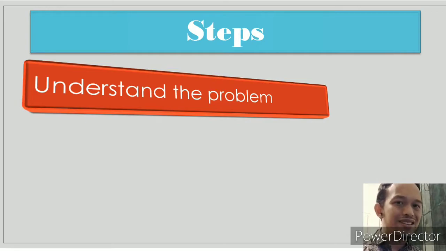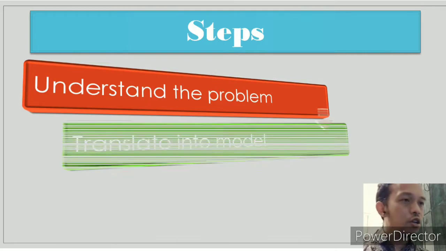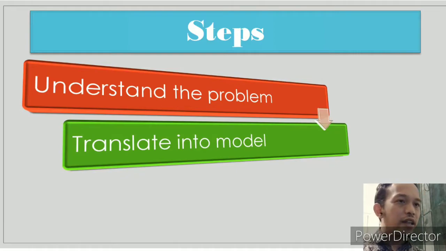Understand the problem means that you need to detect, since we are using only two variables, what the two variables involved are, and then which one is the independent and which one is the dependent, right? And then to find the linear functions, of course, you know that we need at least the slope and one pair, or we need at least two pairs. So after you get all of this data, you need to translate that into a model.